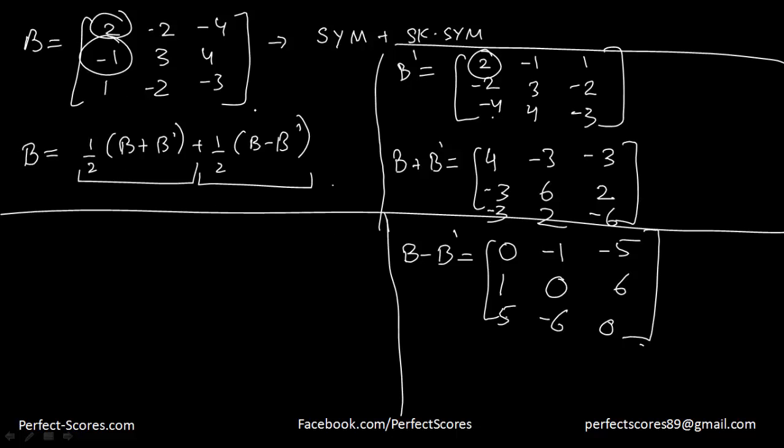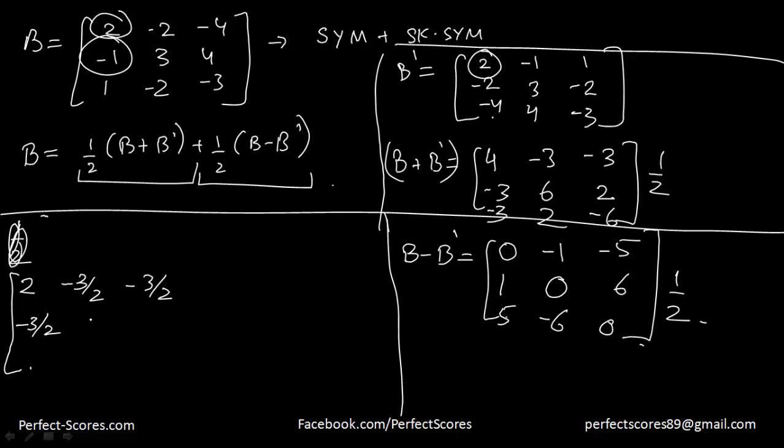Now, if I want to find this expression here, will that be equal to B? Let's put that to test. So half of B plus B dash plus half of B minus B dash can actually be this over here. If I multiply this by half, everything will actually become half. So this is going to be half of every element here. So this is going to be equal to 2, -3 by 2, -3 by 2, -3 by 2, 6 by 2 is 3. Then we have 1 here. Then I have -3 by 2. Then we have a lot of -3 by 2's, by the way. This is 1 and this is -3.